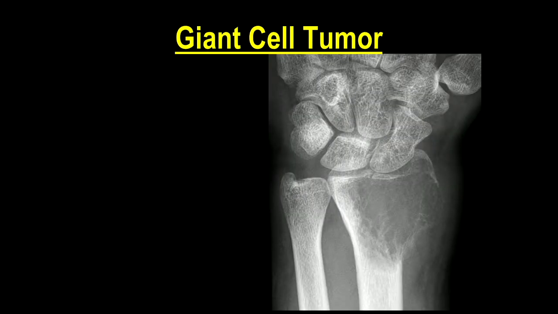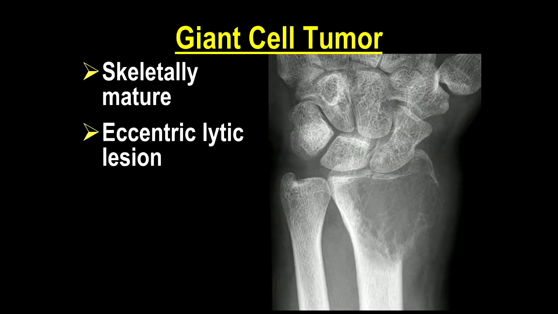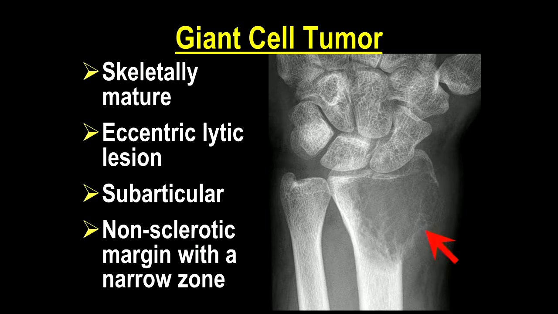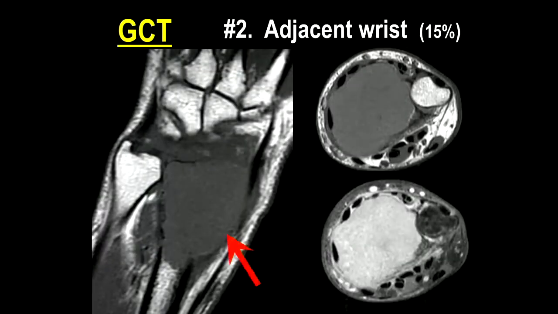Finally, let's talk about giant cell tumor of bone, typically occurring in skeletally mature patients as an eccentric lytic lesion in a subarticular location with a non-sclerotic margin and narrow zone of transition, giant cell tumor. Most commonly, these occur adjacent to the knee, like we see here, or adjacent to the wrist, here in the distal radius, giant cell tumor of bone.